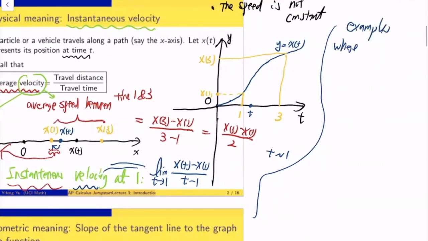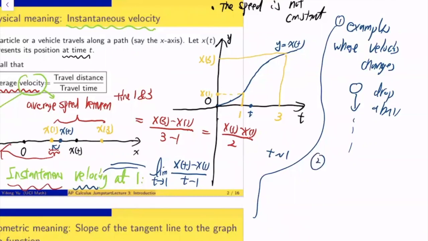Examples where, let's say, velocity changes. For example, if I drop a ball, then we know that due to gravity the velocity increases. It gets faster and faster. So this is one example.